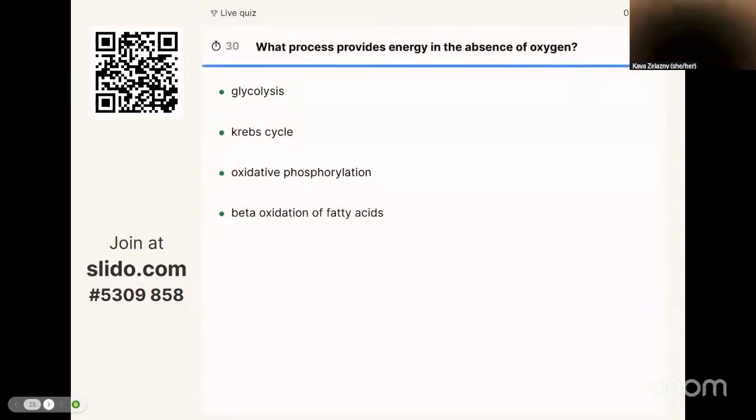Okay, so let's remember, we don't have oxygen. How would we be making our ATP? Because we can still make some ATP when we don't have oxygen.